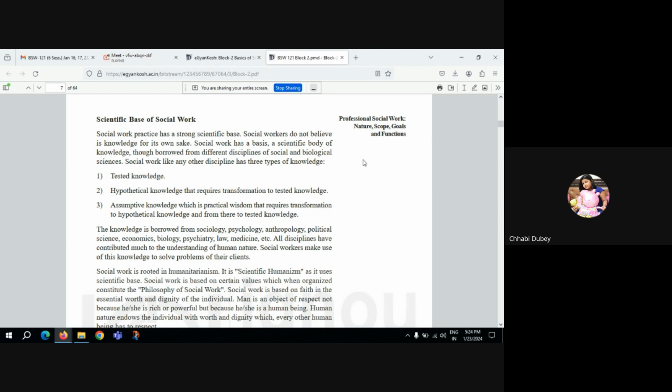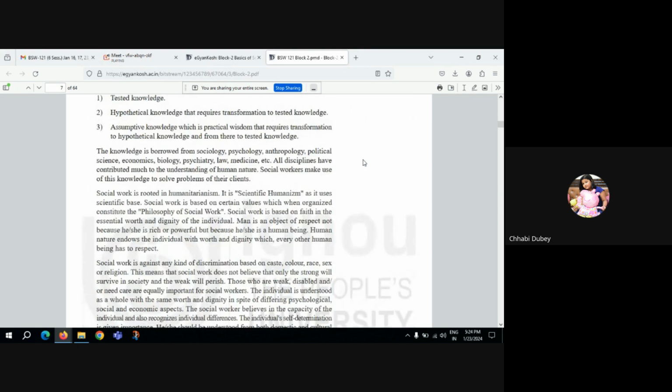Now, generally, we have borrowed from a number of social science disciplines, including sociology, psychology, anthropology, political science, economics, biology, psychiatry, law, medicine. All of these disciplines have contributed very much to the understanding of human nature. For example, sociology studies the society. Psychology basically studies human behavior. Anthropology studies human society in its entirety, including the evolution of human society, including the evolution of human beings.